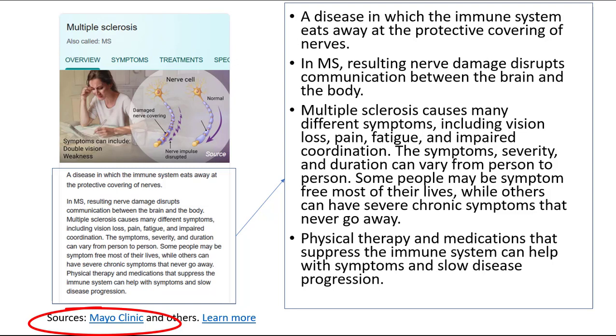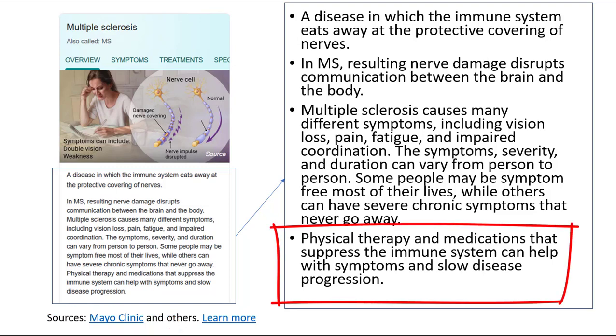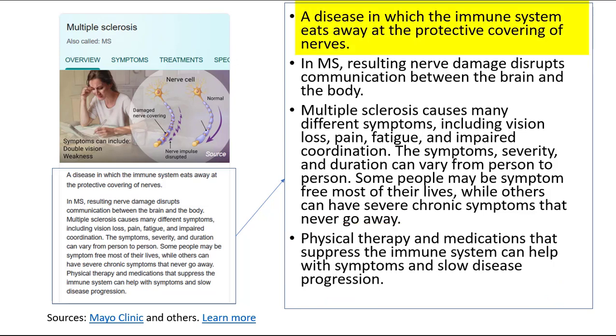Physical therapy and medication that suppress the immune system can help with the symptoms and slow disease progression. Why physical therapy and medication? To suppress the immune system. Because this is a disease in which the immune system eats away at the protective covering of nerves, right? So exercise programs for this patient should suppress the immune system. Okay? So, can you make this kind of exercise program to suppress the immune system?